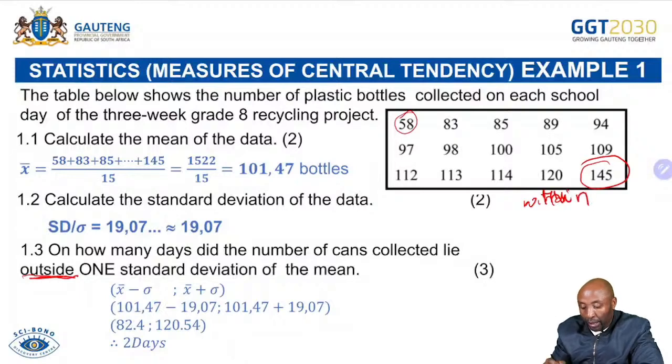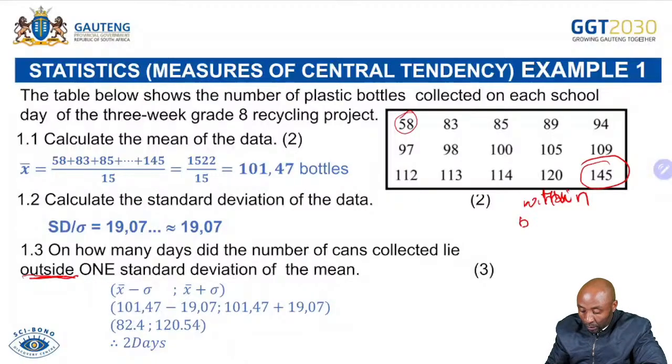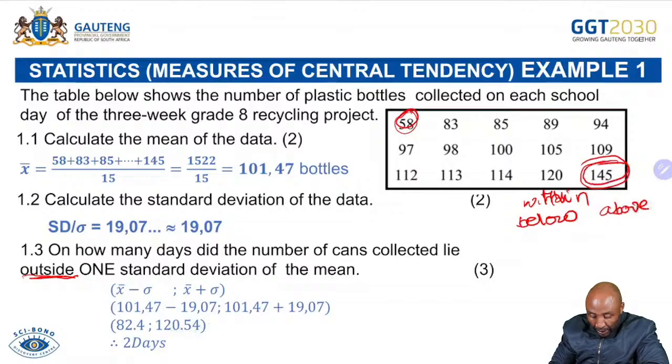We know we are counting those that are between the interval. Below: if it was below, it means it will only be 58, because that is the smallest, the one that is below the minimum. Above: if it's above, you are only looking at the one that is above the upper limit.